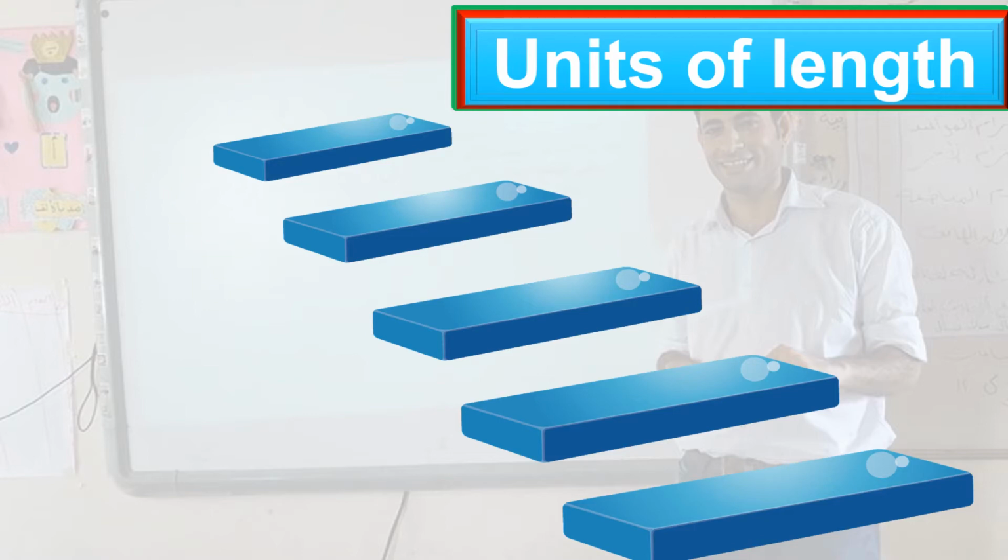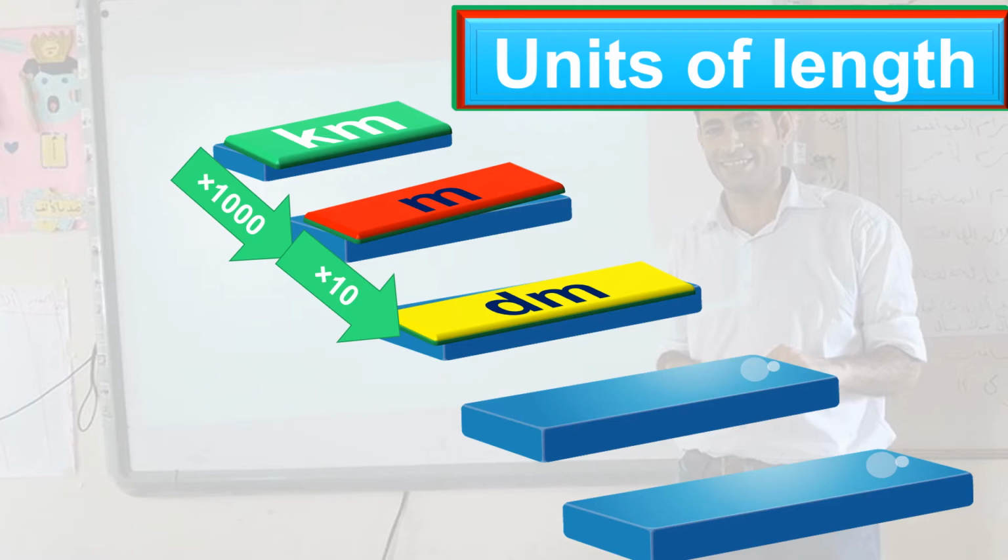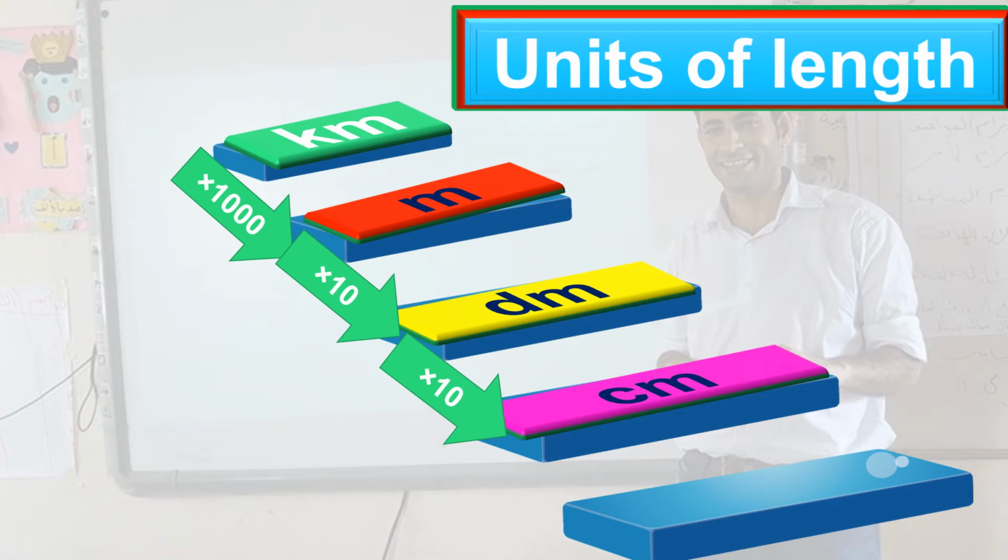وحدات القياس the biggest unit of measuring length is kilometer and the smaller is meter. To convert between kilometer and meter we must multiply by 1000. To convert between meter and lower unit which is decimeter we must multiply by 10. To convert decimeter into centimeter we will multiply by 10. To convert centimeter to millimeter we must multiply by 10.